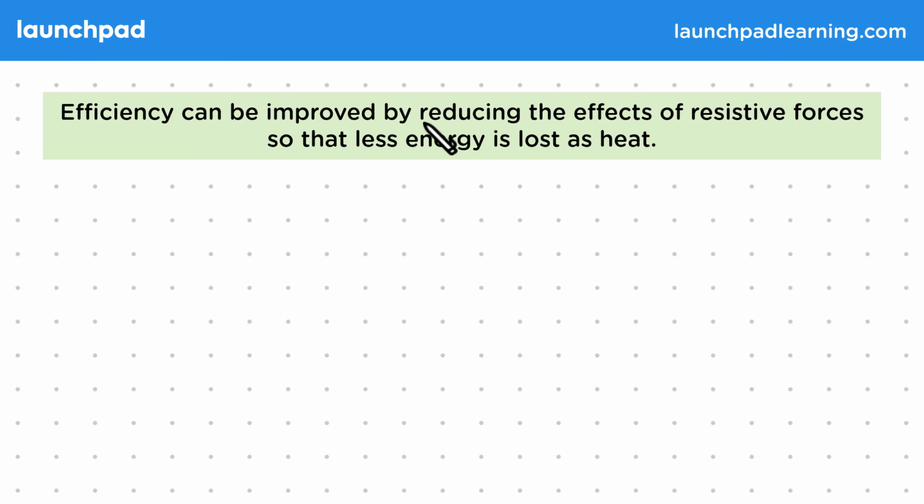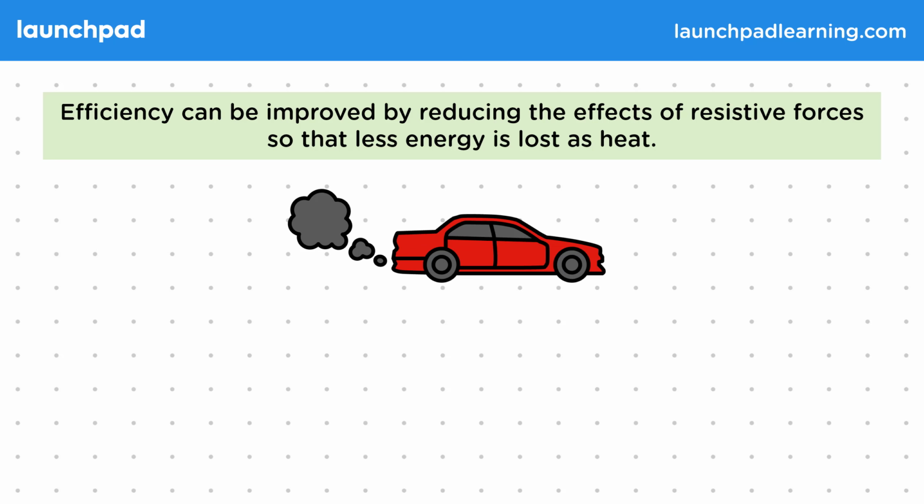Efficiency can be improved by reducing the effects of resistive forces so that less energy is lost as heat. So wasted energy is normally due to heat loss and the work done against friction. A car accelerating is a good example that shows numerous ways we can reduce wasted energy. If we were to lubricate the engine, this reduces friction within the moving parts of the engine, and therefore the amount of energy lost as heat is reduced.